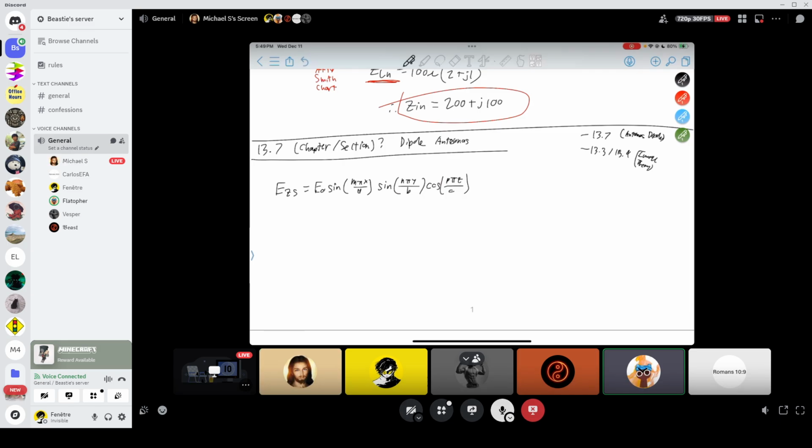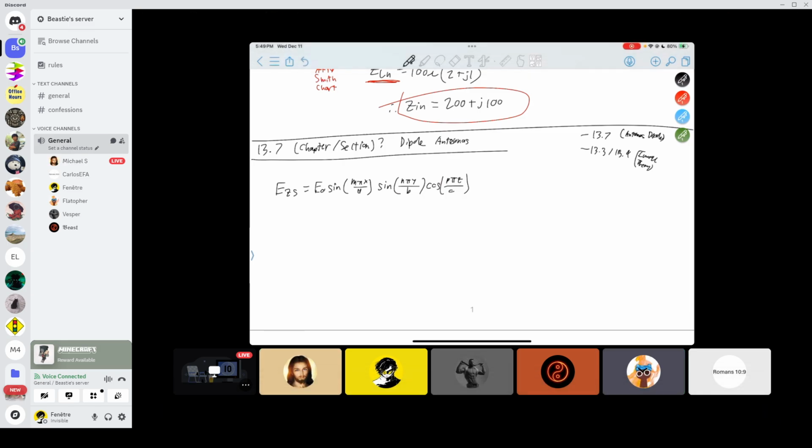Wait, is that the actual equation or is that just your approximation? That's the equation that he wrote on the board, so let's just keep it. This is section 12.8, by the way. But this is 12.8? Yeah, 12.8. And also the resonant frequency, this equation. Yeah, section 12.8. We need these two equations. I know that for sure.